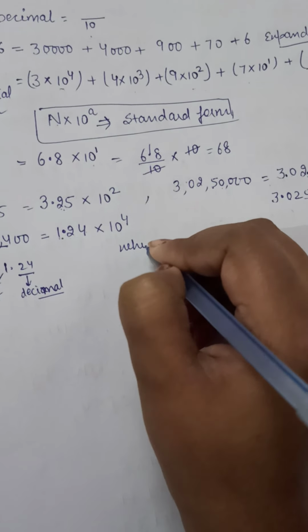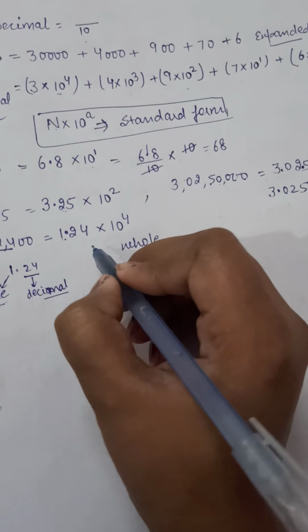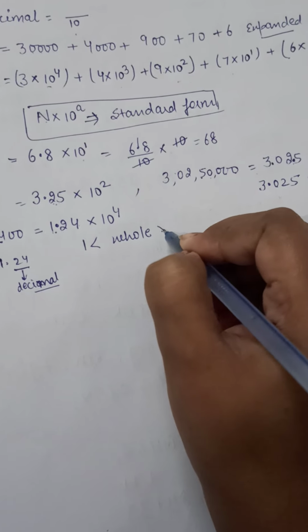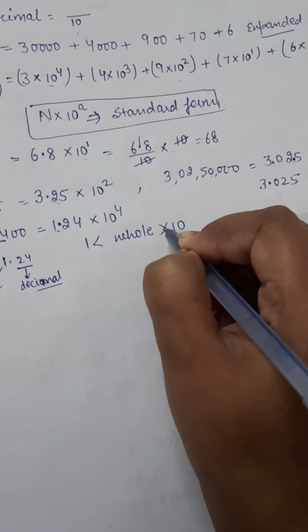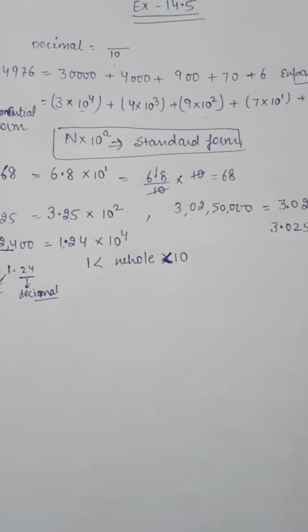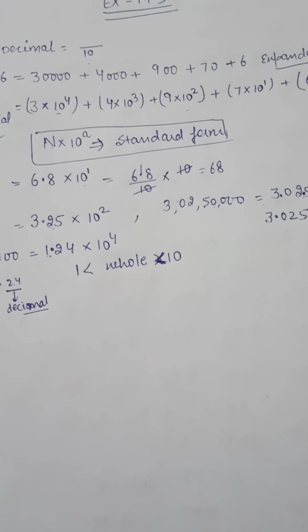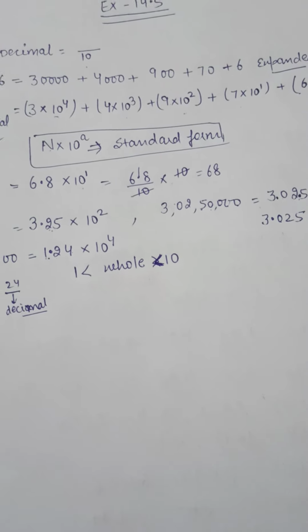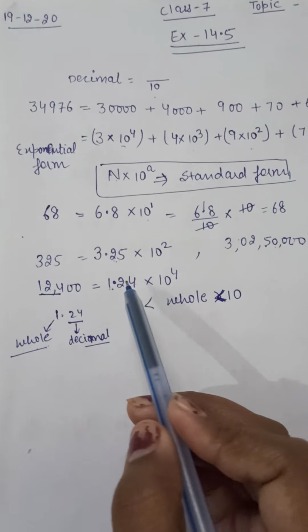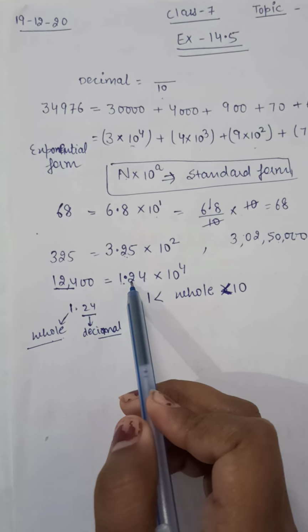The whole part will never be less than 1, and never greater than 10. Never less than 1 and never greater than 10. Remember this, it should not be bigger than 10 and should not be smaller than 1. Clear this one? So this is the standard form, because 1.24 is greater than 1.